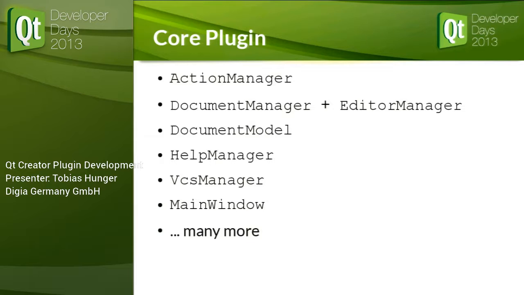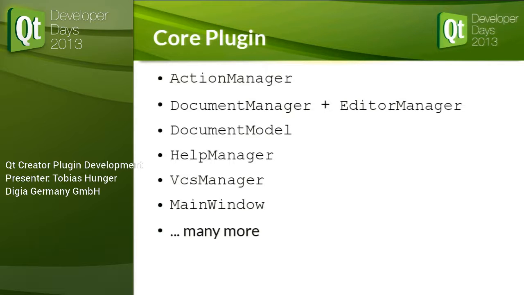Then we do have the document manager and the editor manager, which basically manage, that's a surprise going by the name, the documents and the editors that are open. These are separate because you can have multiple editors viewing the same document and stuff like that. We do have the document model, which is basically what you should use if you want to list all the open files, for example.